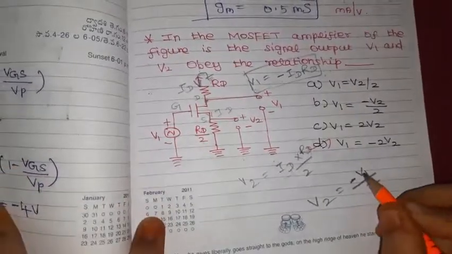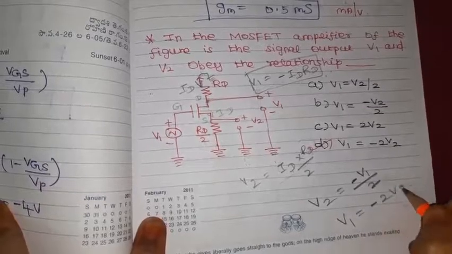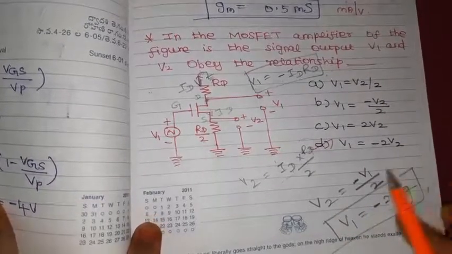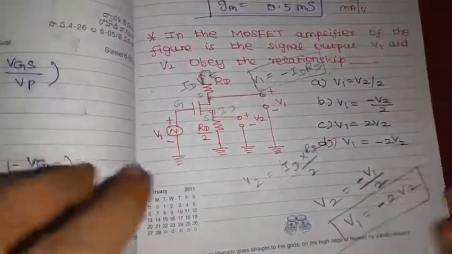Then what is V1? V1 is minus 2V2 from this. So V1 is equal to minus 2V2. Option D is the right option.